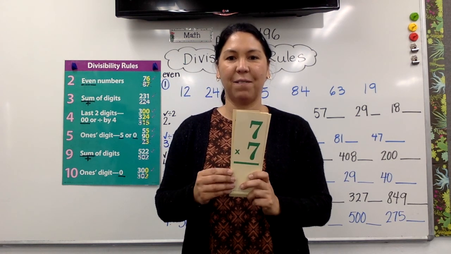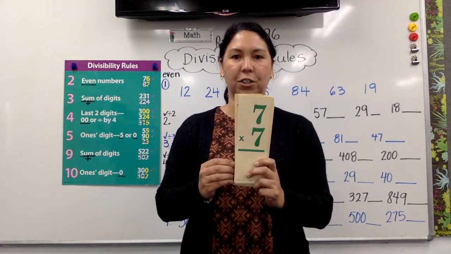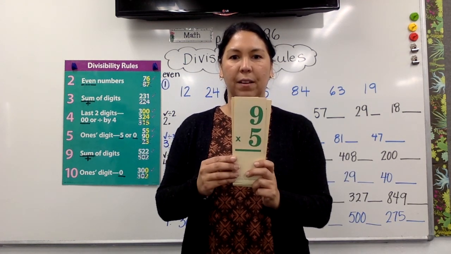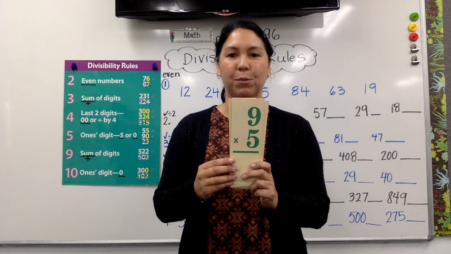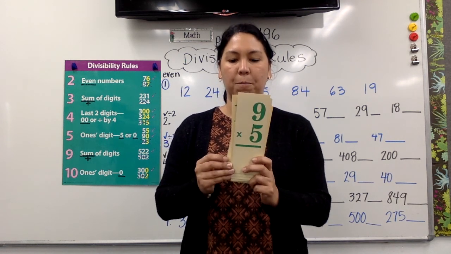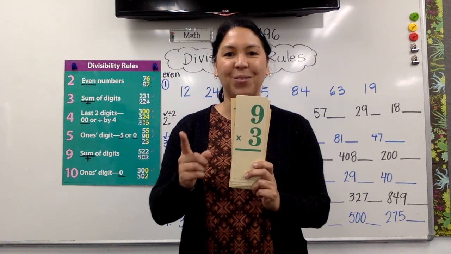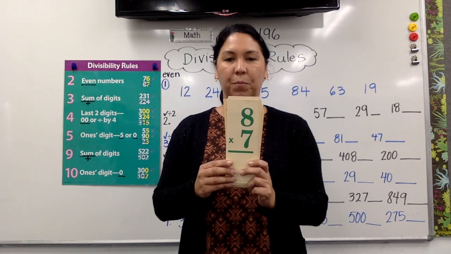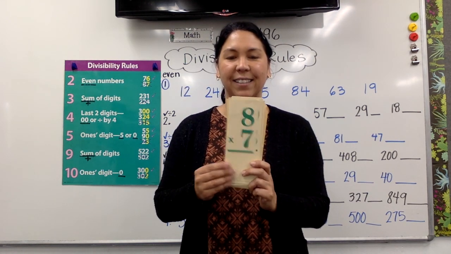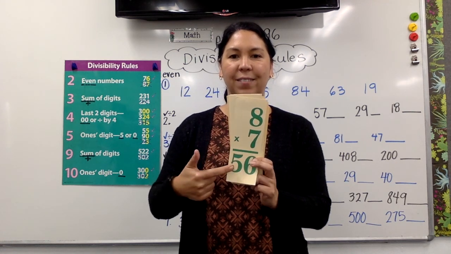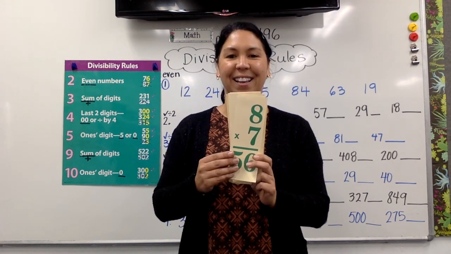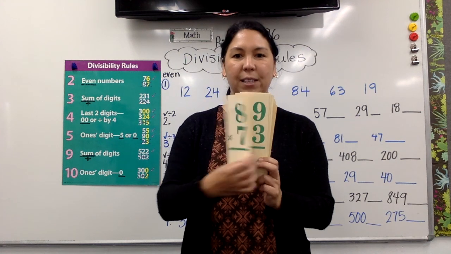49. 7, 7, 49. Remember our trick? 45. 9 times 5 is 45. 27. 9 times 3, 27. 56. Ms. Roach likes this one. 5, 6, 7, 8, right? 7, 8, 5, 6. 7 times 8 is 56.